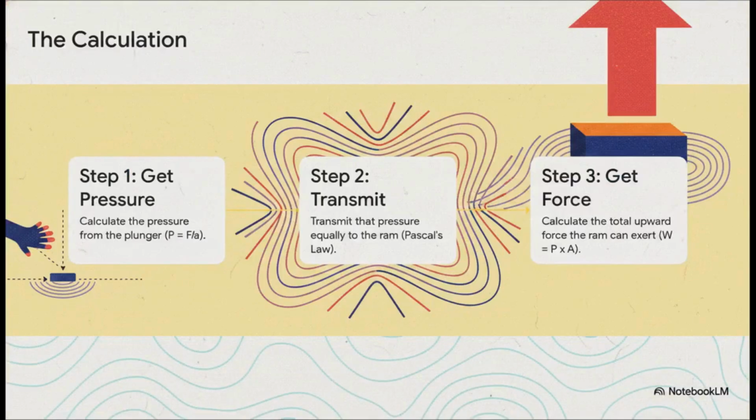And the math here is actually super simple. It's just 3 steps. Step 1, we use our little push to figure out how much pressure we've created. Step 2, Pascal's law tells us that exact same pressure is now over at the big piston. And step 3, we just see how much total upward force that pressure can create on that bigger area. Easy, right? And the result?